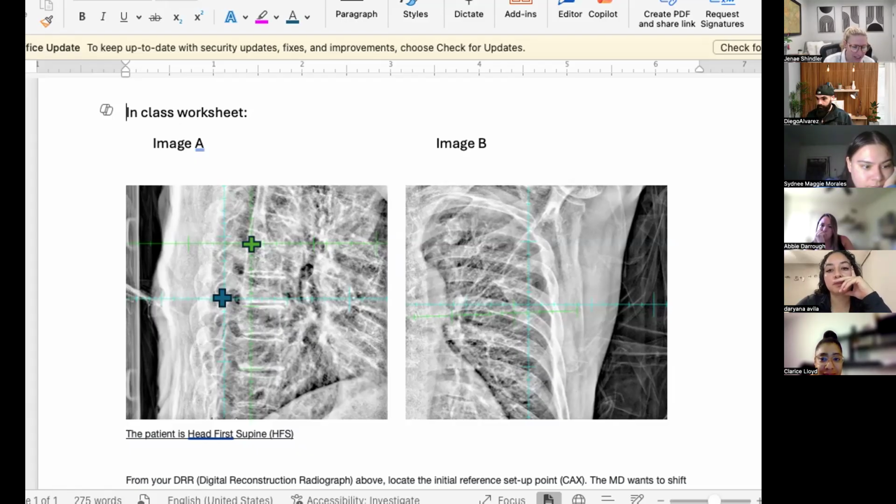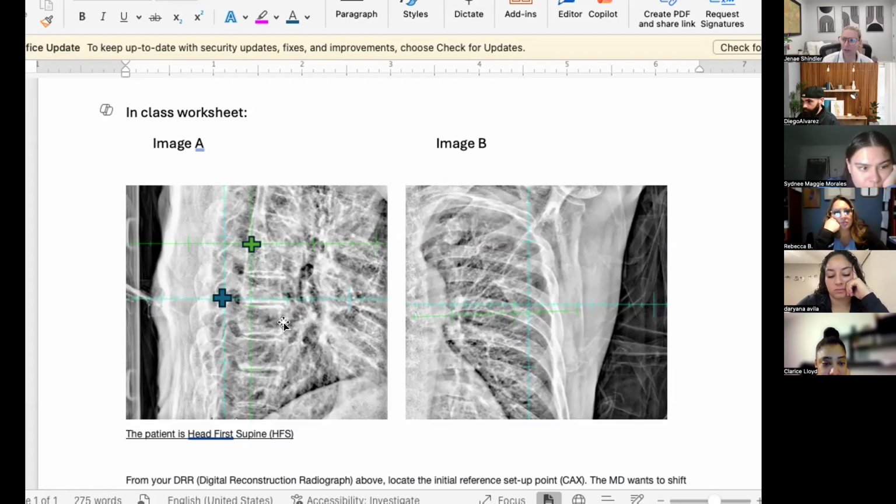Okay, on image A, we have Rebecca. Which one is the anterior or posterior? Where my cursor is right now, would that be anterior or posterior on this patient? Anterior. Good. Yes. Don't get mixed up because the last one showed that on this side of the screen.